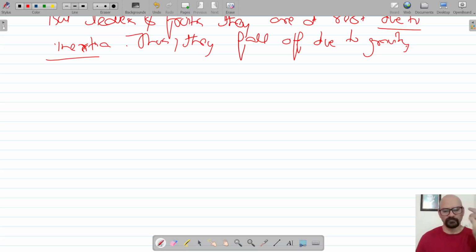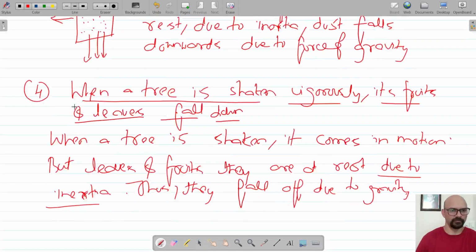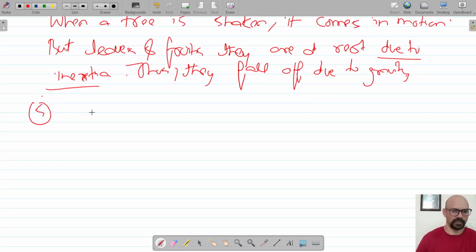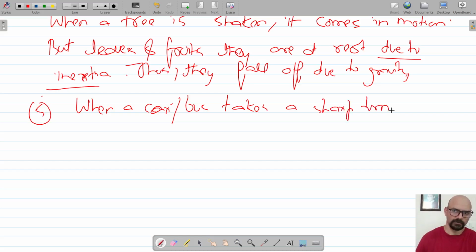Okay, some more examples we can also give here for inertia: when a car takes a sharp turn, we tend to fall sideways. So this is one more example which can be asked for the reason. So when a car or bus takes a sharp turn, we fall sideways.